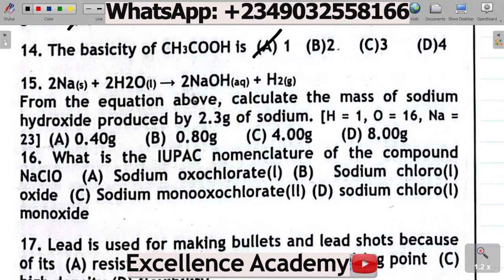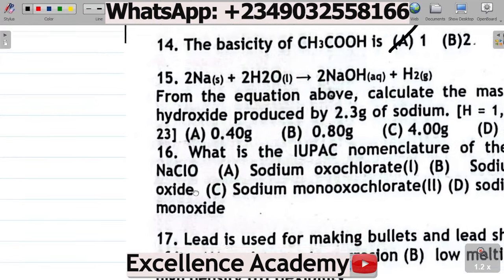Question 15. 2 moles of sodium combines with 2 moles of water to form 2 moles of sodium hydroxide and hydrogen gas. From the equation above, calculate the mass of sodium hydroxide produced by 2.3 grams of sodium. You're given atomic mass of hydrogen as 1, oxygen as 16, sodium as 23. Option A, 0.40 grams, B, 0.80 grams, C, 4.00 grams, D, 8.00 grams. So how do we solve question number 15?